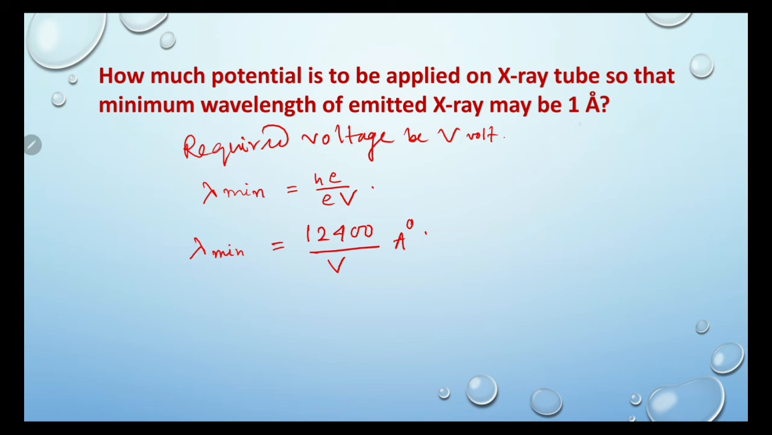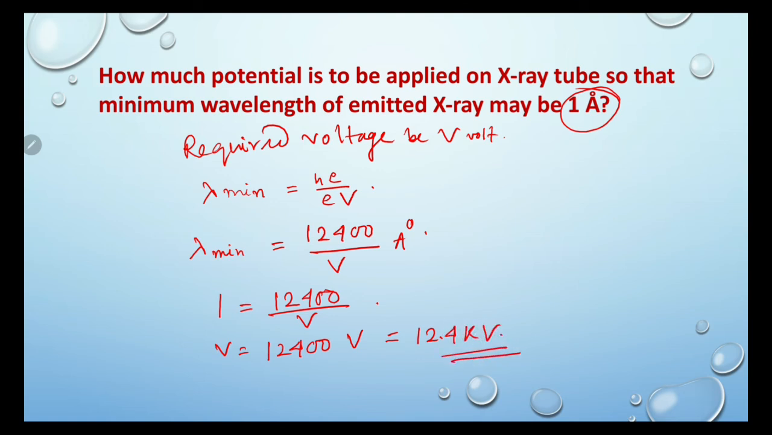Here this lambda minimum is 1 angstrom. So, put lambda minimum equals 1 and solve for V. So, V equals 12400 volt, or 12.4 kilovolt. This type of equation is very important for your upcoming exam. It is a very simple equation.